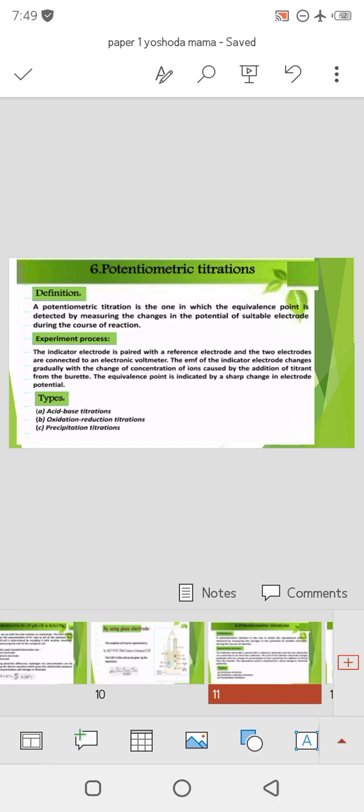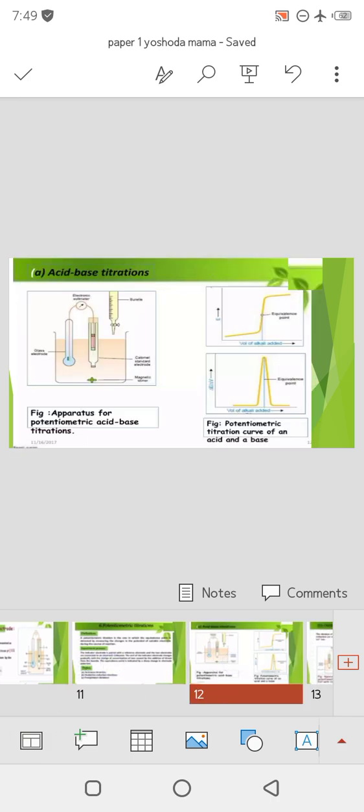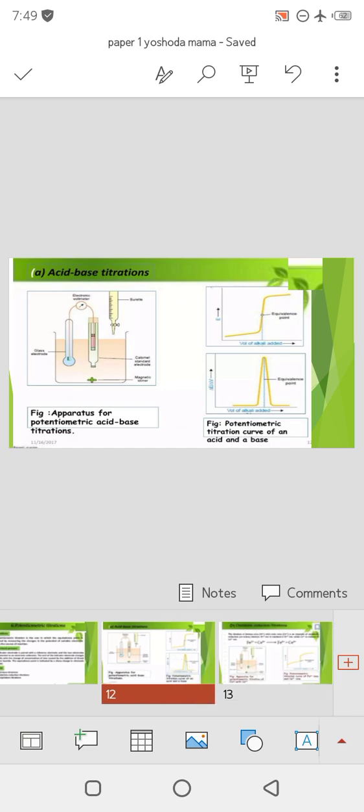potentiometric titration. So next one is the types: acid base titration, oxidation reduction titration, precipitation titration. So let's start with the acid base titration. We can observe in this diagram when it's high, when it's low, and when it's medium acid in the titration. When we add some acid and base, the appearance of potentiometric acid base titration we observe in the first diagram, and volume of. So next one is the potentiometric titration curve of an acid on base, and we can observe how its curve looks in this diagram.